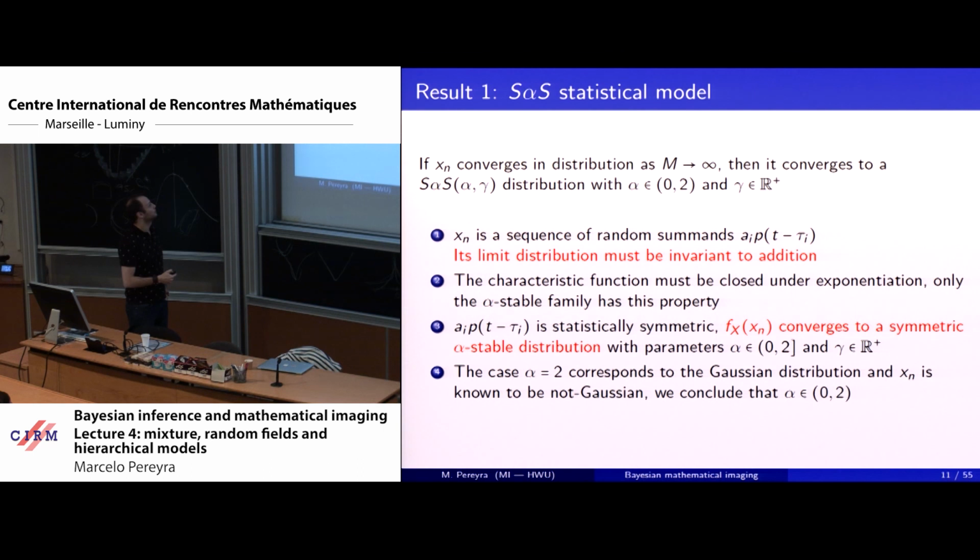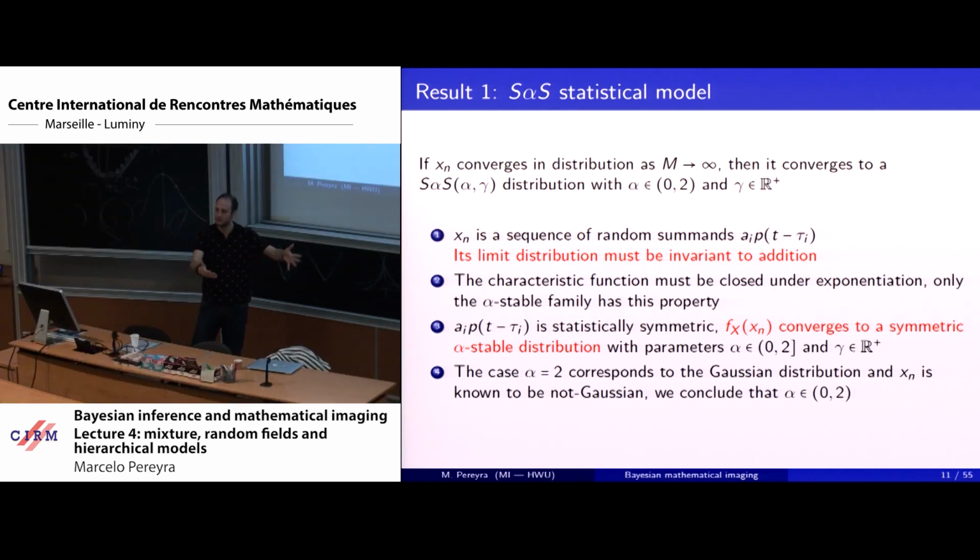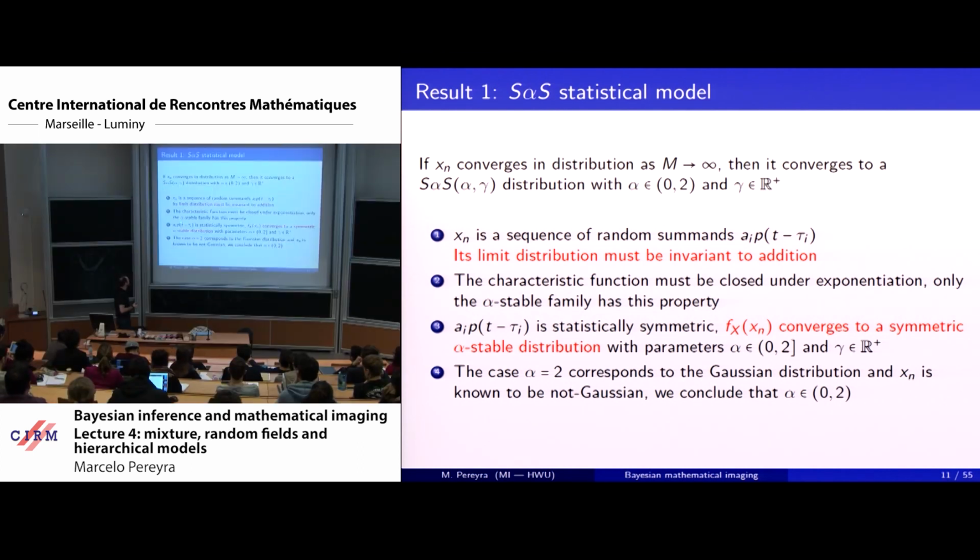So how do we go about this? Well, if as m goes to infinity, the number of scatterers goes to infinity, my distribution of the sum converges, then it means that my distribution is invariant to addition, because after I've added a certain number of random variables, the distribution does not change anymore. Otherwise, there is no limit. So, well, if it's invariant to addition, then it has to be one of these symmetric alpha stables, because invariance to addition means that the characteristic function must be closed under exponentiation, and only the alpha stable have this property.